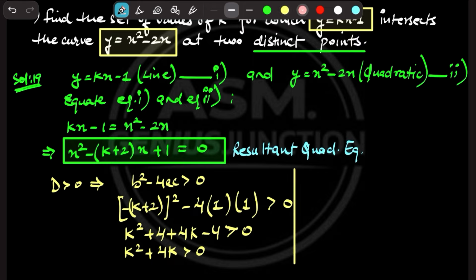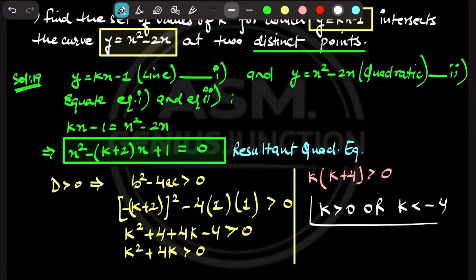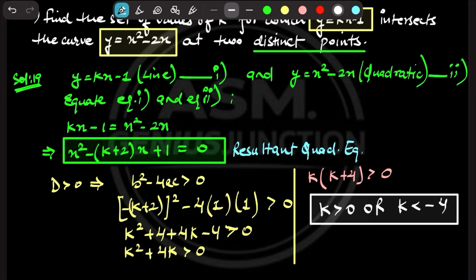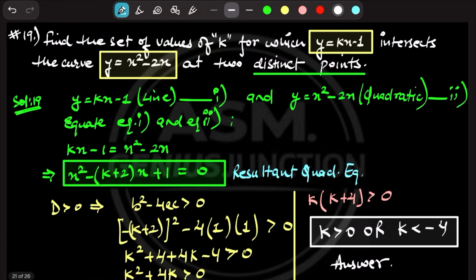Solving right here only, I will take k common and I will be left with k times (k plus 4) greater than 0. Now again, the product of two factors is greater than 0. So the same way we did in the previous question, we will do it in this question as well. So I will write k is greater than 0 or k is less than minus 4, right? So this is your solution set for the given quadratic equation with the given condition.